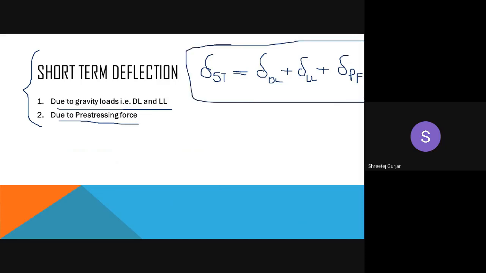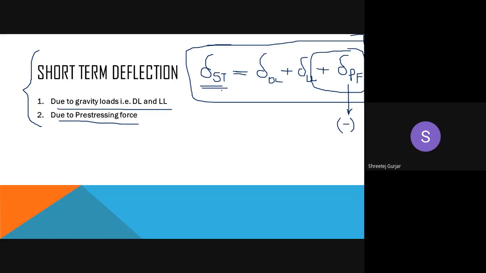But this deflection due to pre-stressing force will usually be in the upward direction, and this will usually be negative, because pre-stressing force will cause your beam to hog. It will cause upward deflection. So this value will usually be negative. Depending upon plus or minus, you can substitute according to the sign, and then calculate delta ST, that is, the short-term deflection.